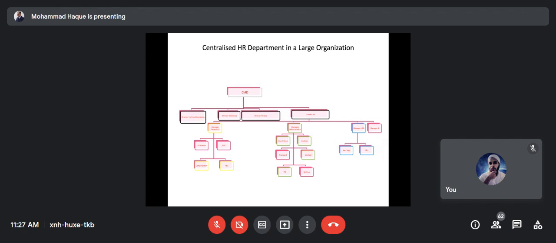Then we have got manager administration, which is having large number of functions to perform. Manager administration will look after the maintenance of guest houses or guest house, depending on the size of the organization. Since we're talking about a large organization, there will be more than one guest house in operation. There will be more than one canteen facility that will be maintained.